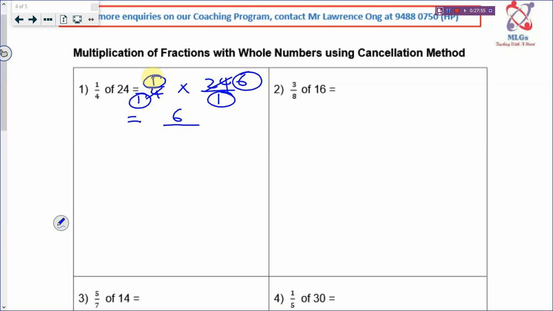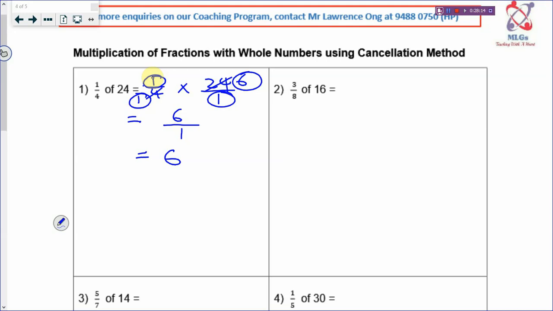So you look at the numerators. Can you see the 1 times 6, which is 6, and then you look at the denominators, which is 1 times 1, that's 1, and your answer will be 6. Okay, that's why you can see that when you cancel the numbers, it's faster to get the answer.